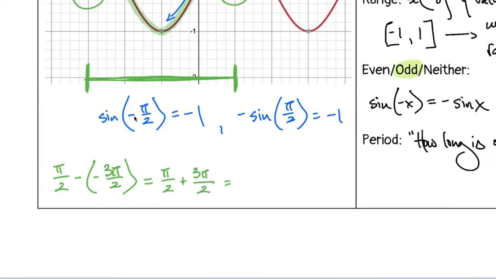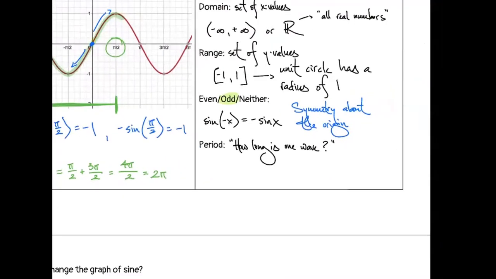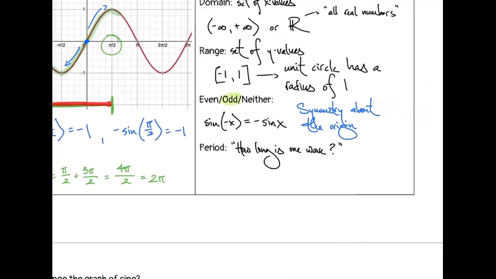Can I add these fractions, or do I need to do some work with them before I add them? I can add them, yeah, because we have a common denominator here. So pi plus 3 pi on the top, that gives us 4 pi over 2, and we can reduce that to get 2 pi, okay? And so all that means is that this length right here is 2 pi.